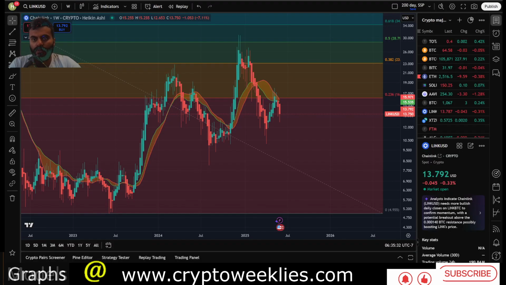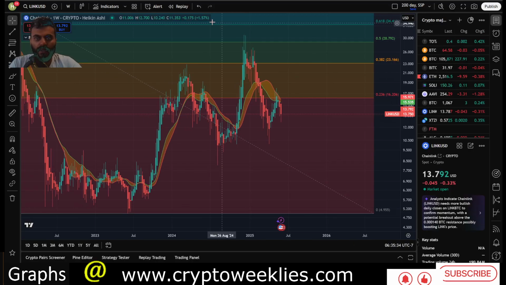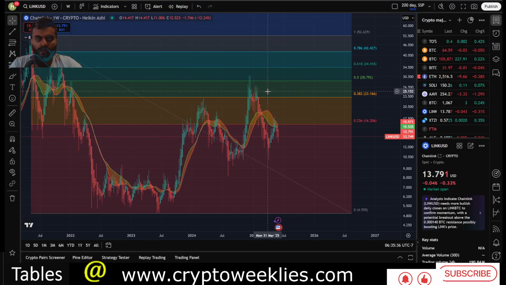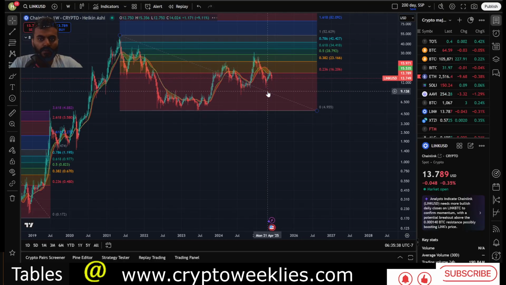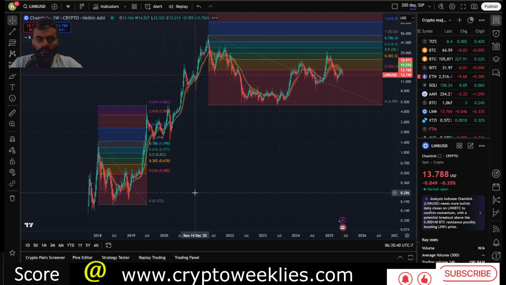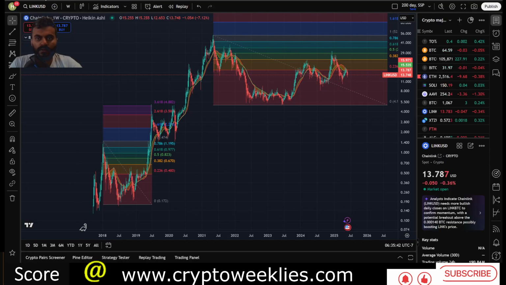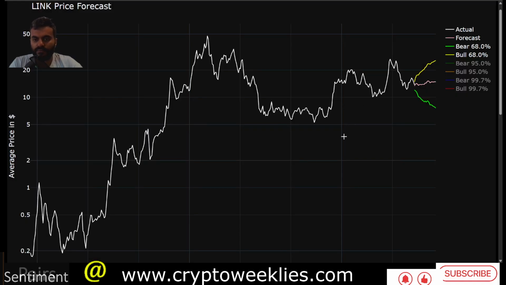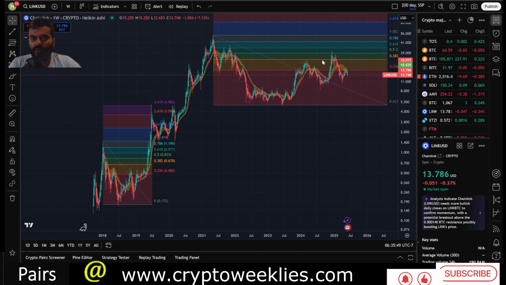Again, you can see over here weekly averages instead of looking at the candles. This model looks at the weekly averages compared to the price on TradingView. This is the logarithmic scale LINK price action on TradingView versus the machine learning model over here side by side.